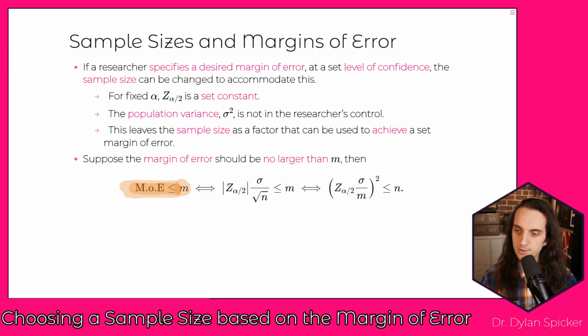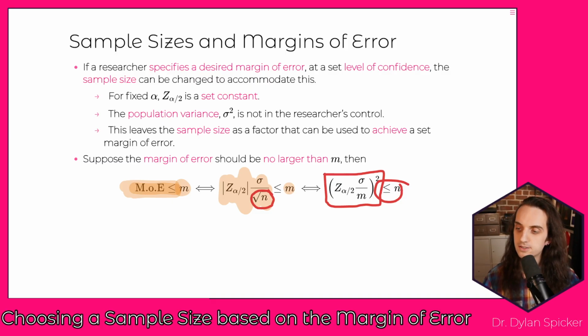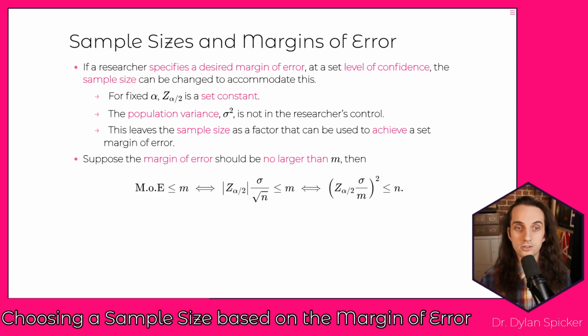But we say we want the margin of error to be within some set value. Then what we can say is, well, the margin of error is given by this expression, z alpha over 2 times sigma over root n. So we want that to be less than m. And if we rearrange this expression and solve for n, this is ultimately going to tell us that z alpha over 2 times sigma over m, squared, has to be less than or equal to n. And so this is going to give us a lower bound on the required sample size in order to draw the conclusions that we actually would like to draw.